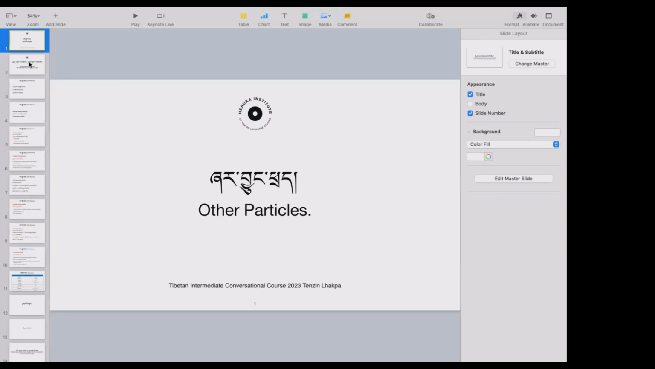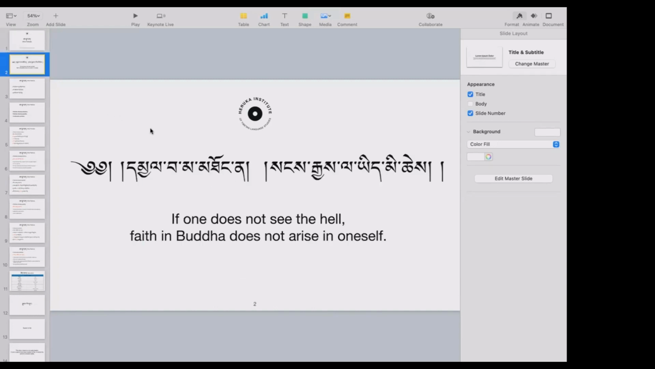Okay, so before we go to the main topic, let us begin with the aphorism. So today's aphorism is Nyawa matona sangye la yimiche. Let me repeat this. Nyawa matona sangye la yimiche. So what does it mean? It means that if one does not see the hell, faith in Buddha does not arise in oneself.